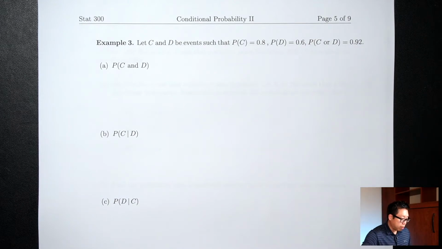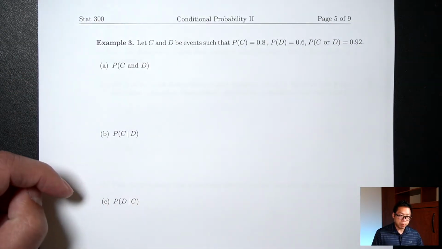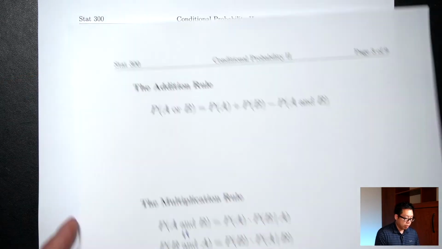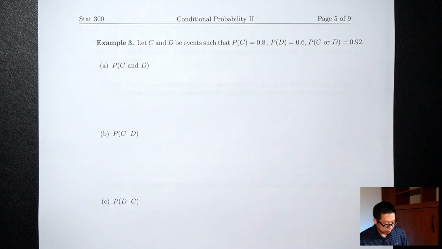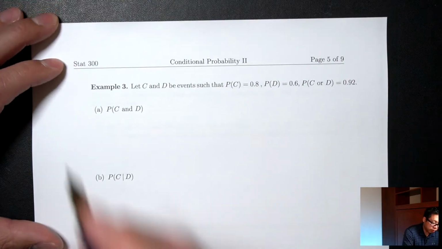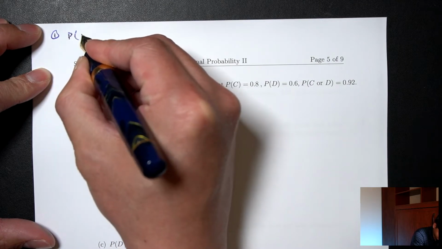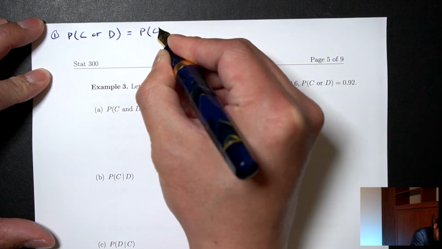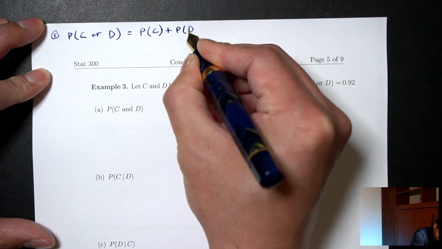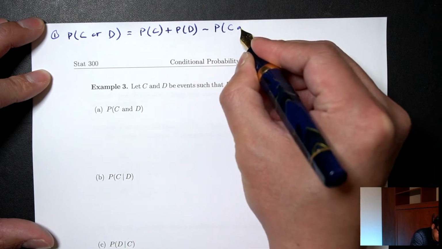Let me start by rewriting those 3 formulas, the addition rule and the 2 multiplication rules, using the letters that are in this problem, so with C's and D's. I'm going to replace the A and B with a C and a D. The first one is the addition rule: probability of C or D is equal to probability of C plus probability of D minus the and, C and D.